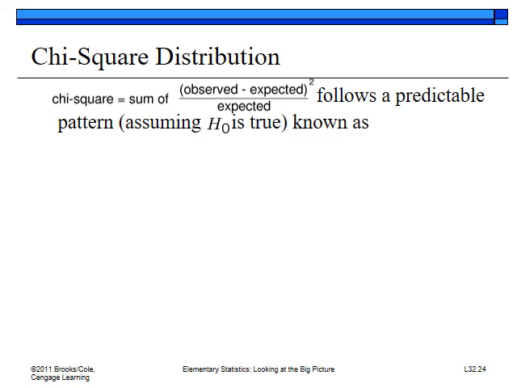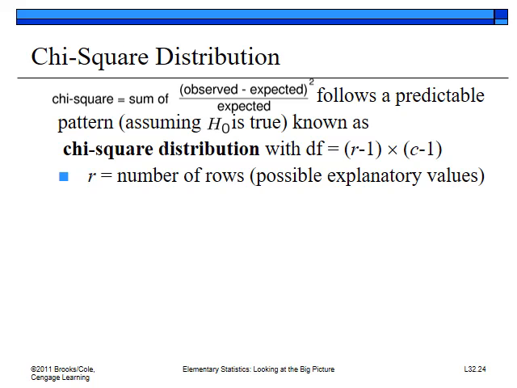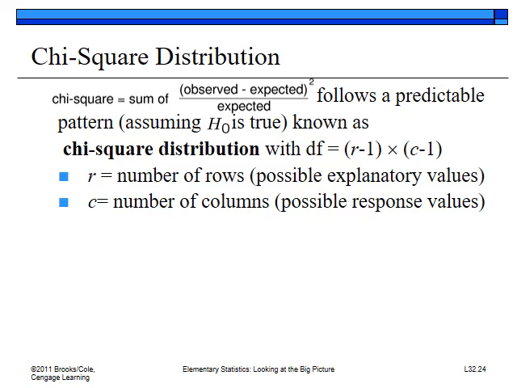Chi-square distributions, assuming the null hypothesis is true, follow a predictable pattern. It's the chi-square distribution. Just like the T and F distributions, the chi-square distribution has degrees of freedom. It's the number of rows that we're looking at, minus 1, times the number of columns that we're looking at, minus 1. So, if you take R as the number of rows, that's the possible values for the explanatory variable, and C is the number of columns, then the degrees of freedom is R minus 1 times C minus 1.